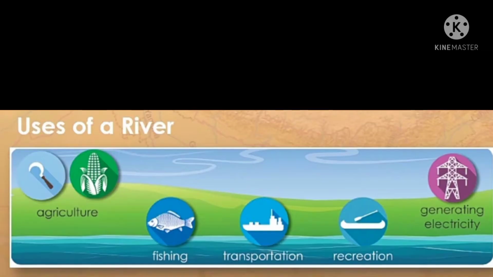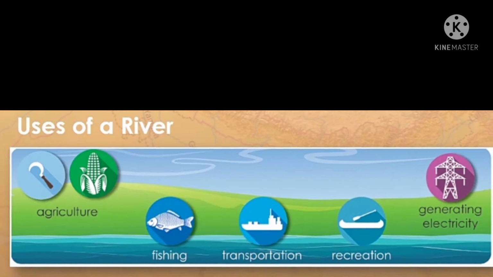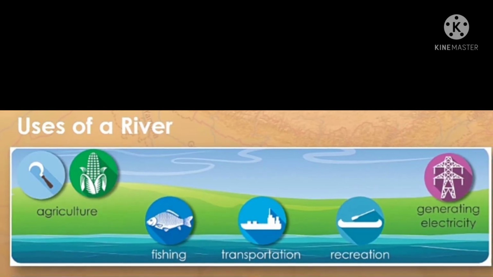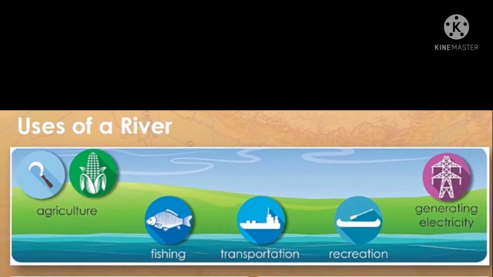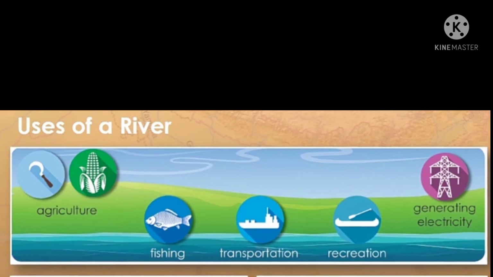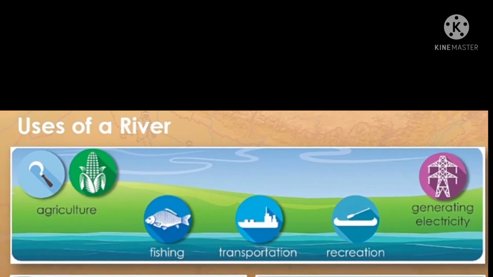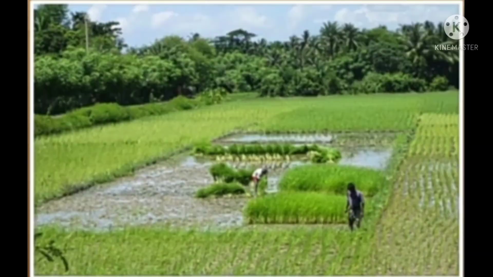Okay children. Next let us move on to uses of a river, children. A river can be used in agriculture, fishing, transportation, recreation and generating electricity. First let us learn about the use of a river in agriculture, children. The silt. Silt means what, children? The soil brought down from the mountains by a river, that is called silt.